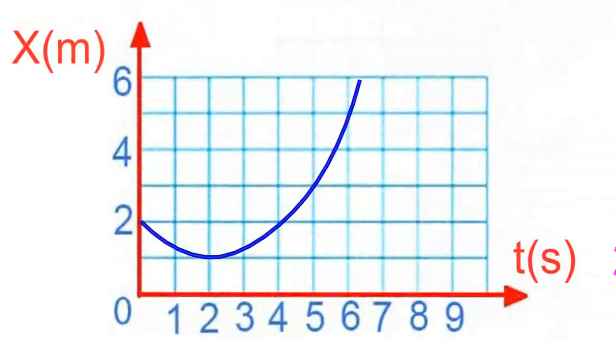Now we examine the whole movement. First, at moment 0, the moving object was 2 meters after the coordinate origin. This object moves in the opposite direction of the position axis. And at moment 2, the object is 1 meter after origin. At this point, it changes direction and moves in the direction of the coordinate axis, moving away from the origin.